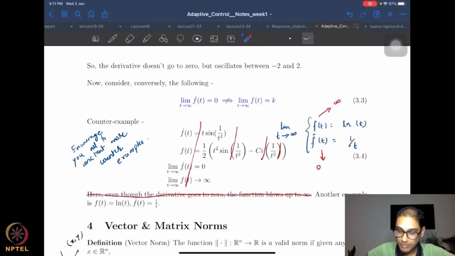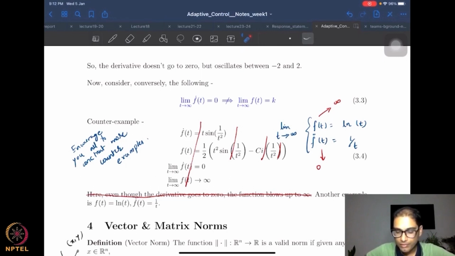On the other hand, if I take the limit of f of t, bad things happen, because t goes to infinity and logarithm of course goes to infinity, maybe slower than t, but still it does go to infinity. So therefore the limit of f of t is in fact infinity. Wow, that's bad. In fact it's not a bounded function at all. However, the derivative is actually going to go to 0.